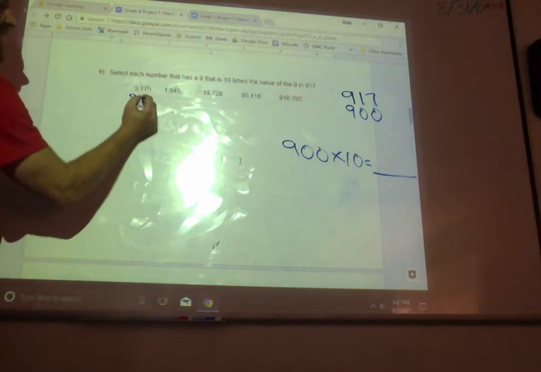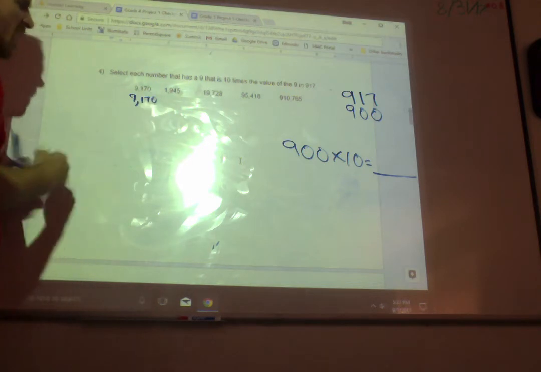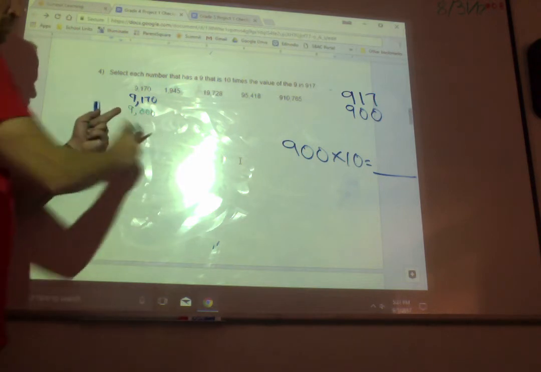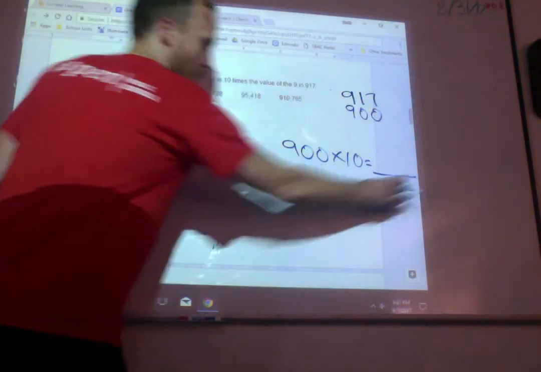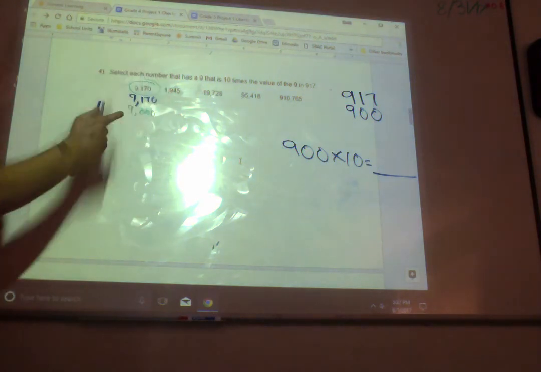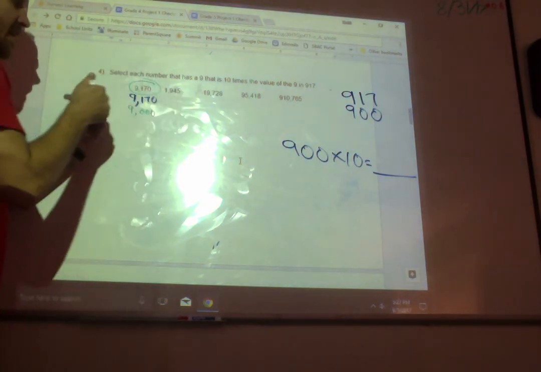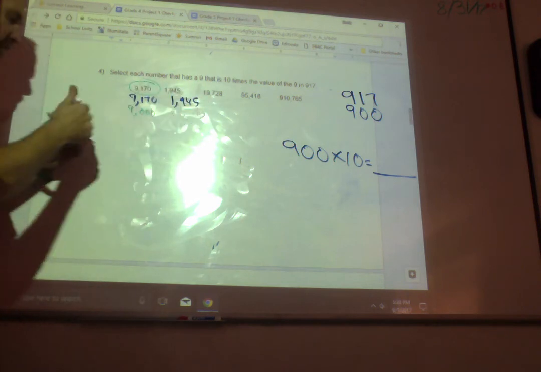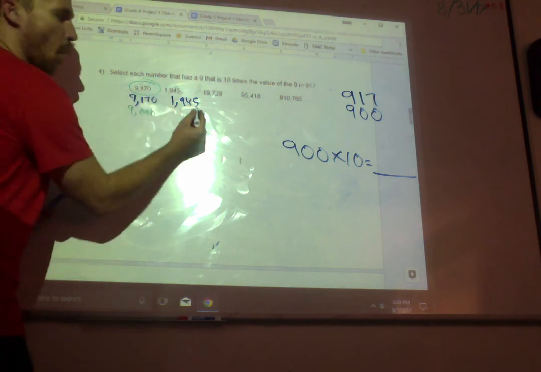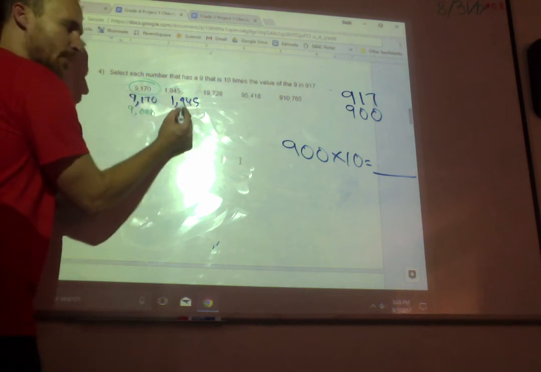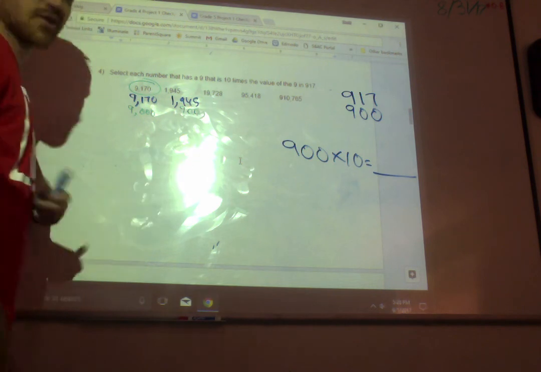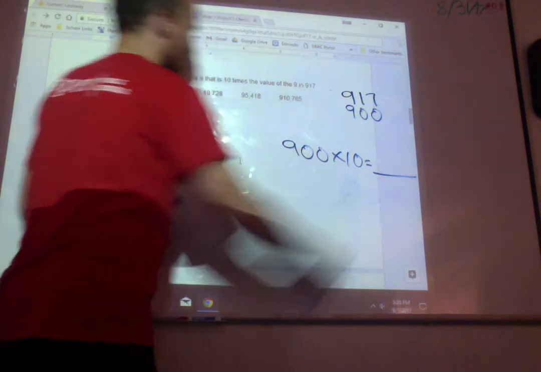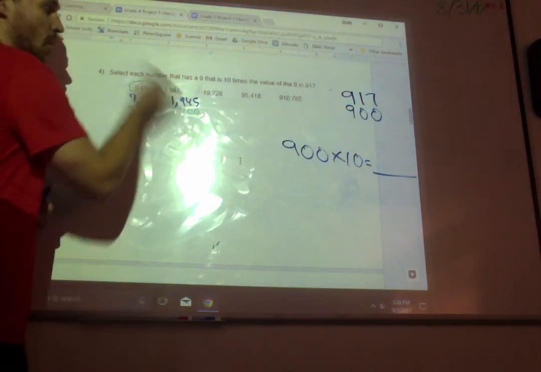When I see the number 9,170, what's that 9 valued at? It's 9,000. Is that my product here? If so, that's one of my answers. I have the number 1,945 here. What's the value of that 9? If I pull it out, it's in the ones, tens, hundreds spot. Or I can pull that 9 out and add zeros in every other place value. 900 times 10, does it equal 900? If not, cross it out.